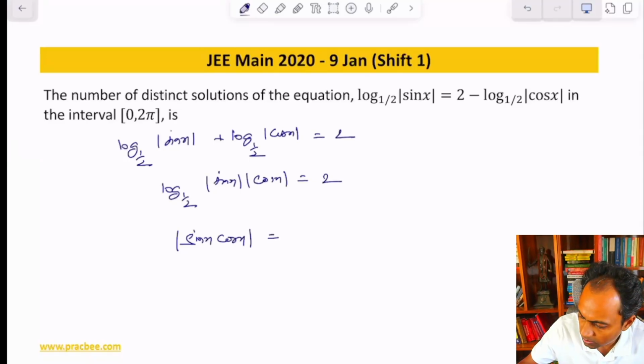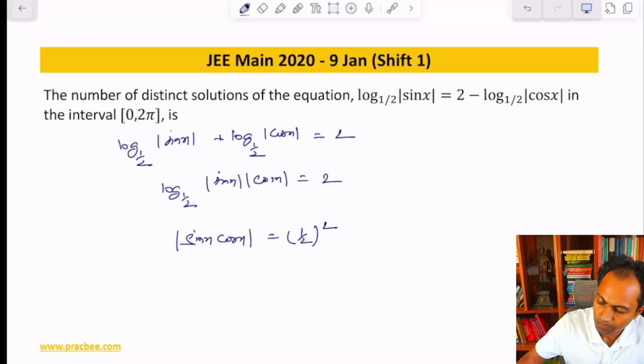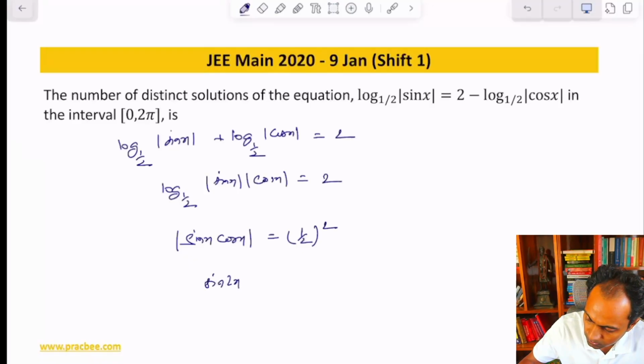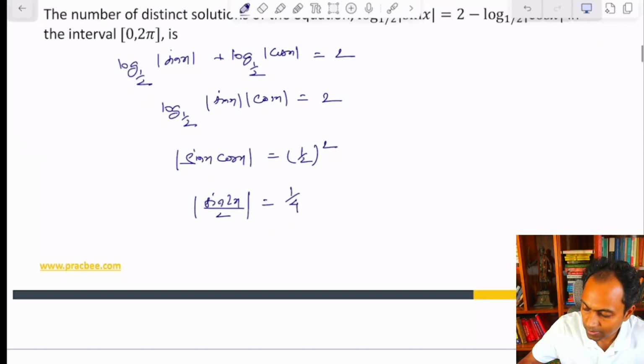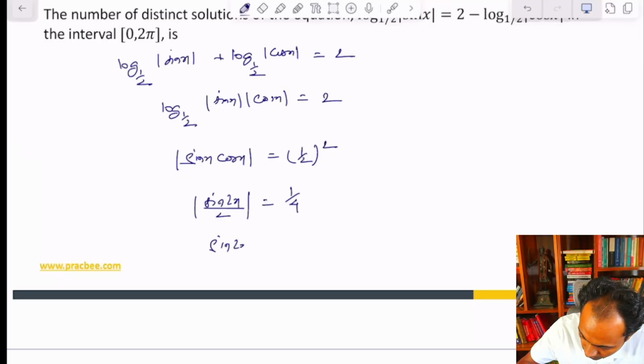And if I take this to the other side, this will become 1 by 2 whole square. If I multiply and divide by 2, this will become mod of sin 2x by 2 is equal to 1 by 4. The 2 will get cancelled out. The value of sin 2x comes out to be plus minus 1 by 2.